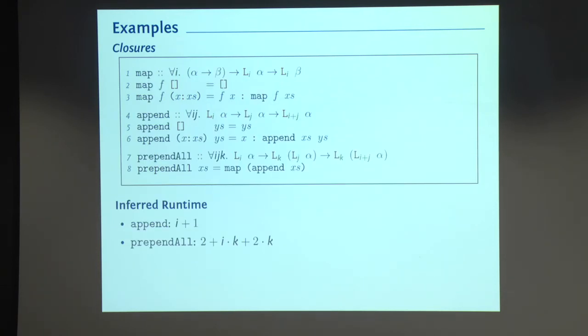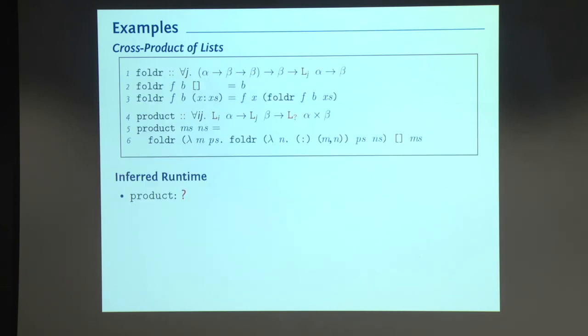Our system can, of course, also deal with higher order functions. I think I will skip this one. The next function is more interesting. This is the product function. It takes two lists and computes the cross product of these two lists internally using two folds. Now, if we just want to analyze the system, actually our prototype fails. Why does it fail? To put it short, the problem is that the type of fold is too polymorphic.